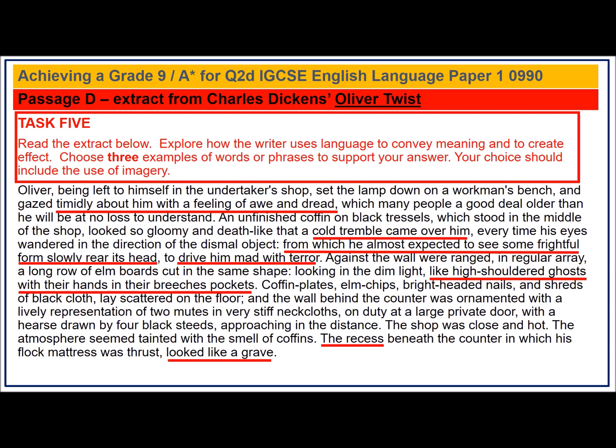Now, quoting 3 of the underlined phrases, have a go at completing something approaching a full question 2D. I would allow yourself up to 20 minutes to write your response. Press pause now.